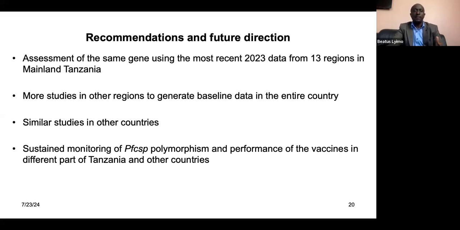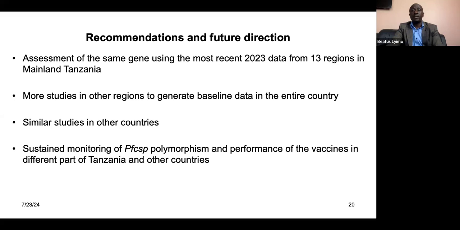From the team, we will assess the same gene using the most recent 2023 data from 13 regions in mainland Tanzania. As we reported only 5 regions, now we are going to include more regions, with more recent data, and see whether the trend will be the same, with the variation. This is going to help us get more information, and more studies in other regions will generate baseline data for the entire country.